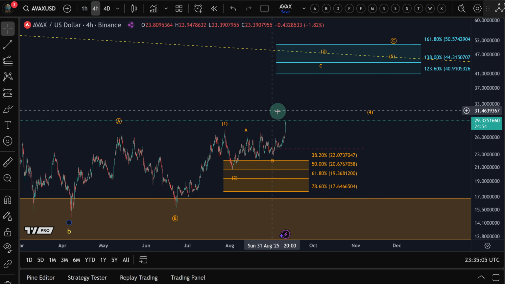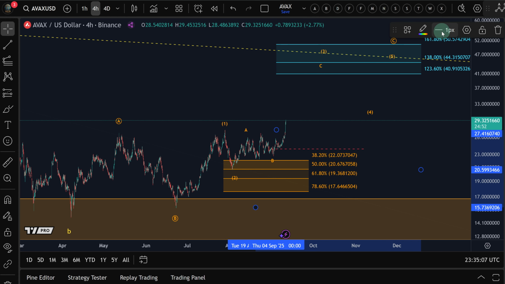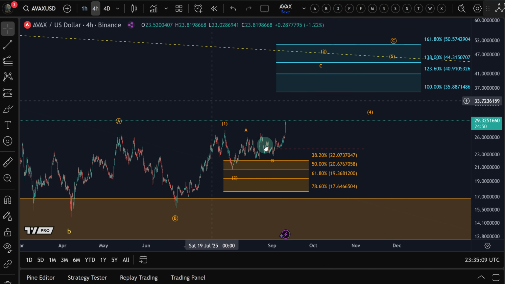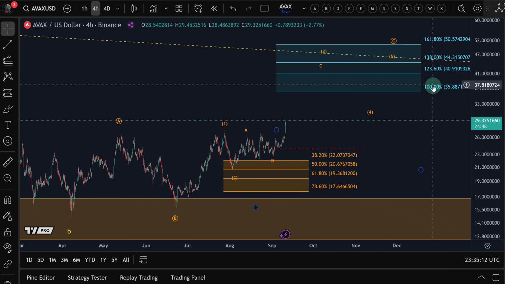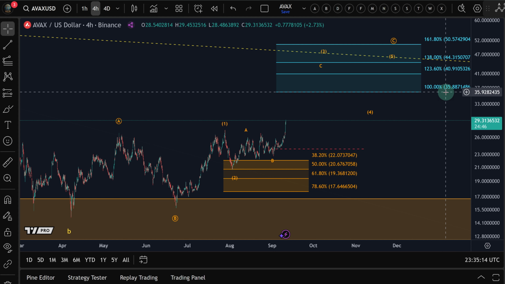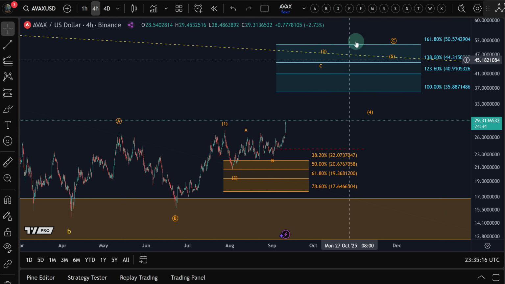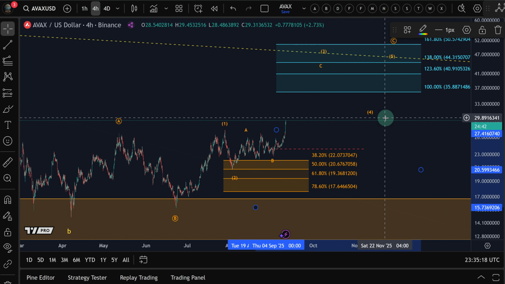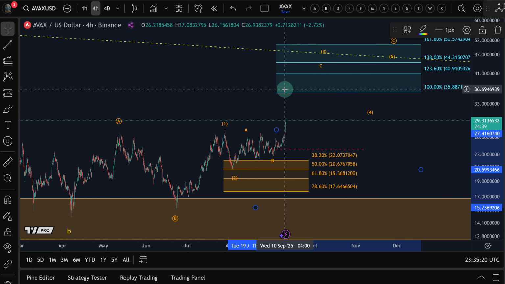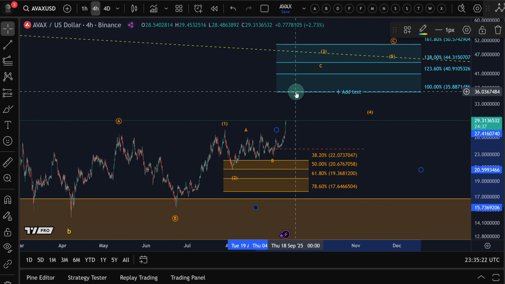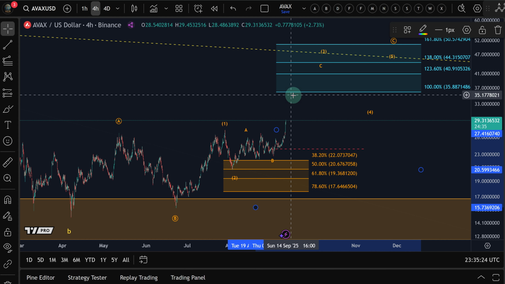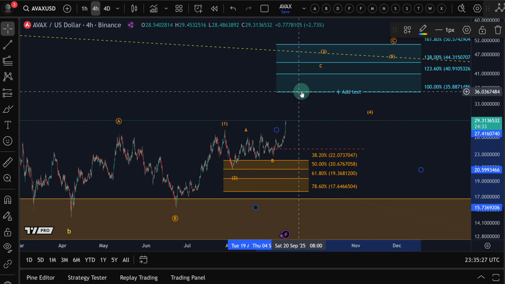That being said, we could still add the 100% extension level here of this 1-2 setup. Again, I mentioned these are often targets or resistances. It's not really a target. It can be a resistance level, 35.88. I'd say there's a really good likelihood we get a rejection there, or at least the market will stall there. Find it difficult to push through. So I'll keep you updated about that.